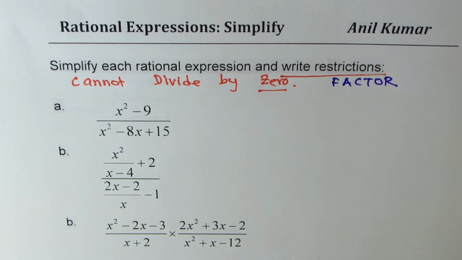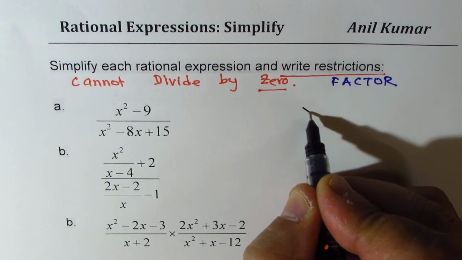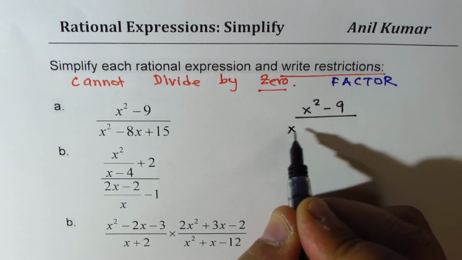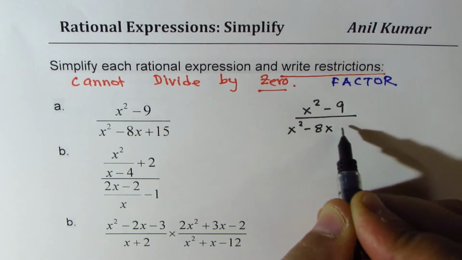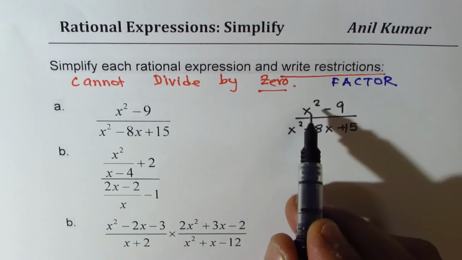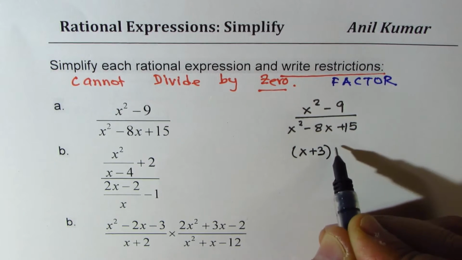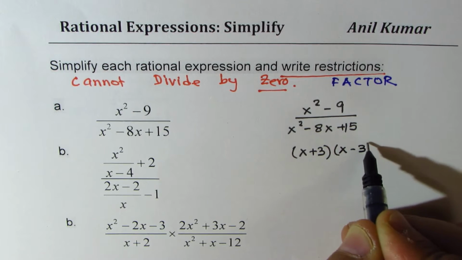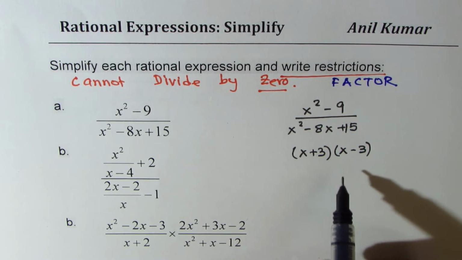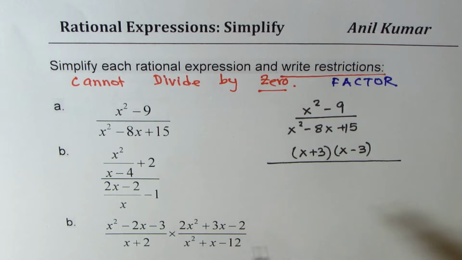So what I will do here is I will solve A, which is x squared minus 9 over x squared minus 8x plus 15. Okay, so this is difference of square. I could write this as x plus 3 times x minus 3. To learn this factoring, I'll provide you with a link, practice, and then get back to this exercise. So that is difference of square.